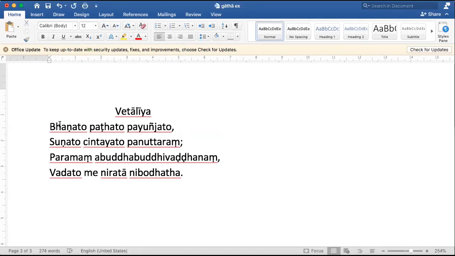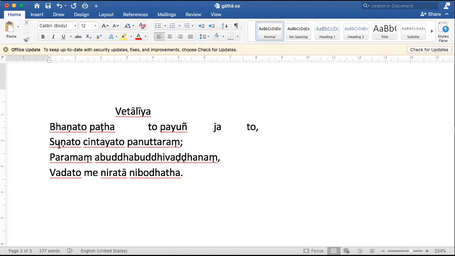Here we don't have to check like bhanato, one group. We are not going to check like that because the rules here are different. The first rule is that there should be 6 moras at the beginning. Bhanato: bha, 1 mora, na, 2 moras, to, 4 moras, pa, 5, ta, 6. 6 moras at the beginning, right? Then to, pa, yun: there is a ragana, ja, lahu, to, garu. You see, 6 moras, ragana, lahu, garu.